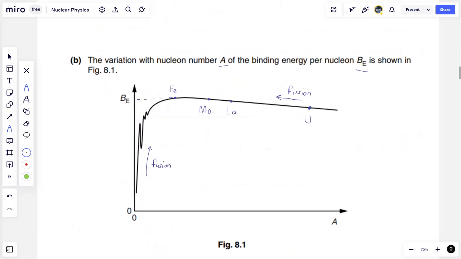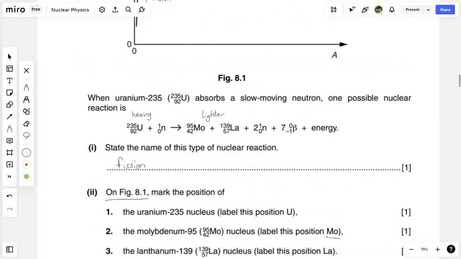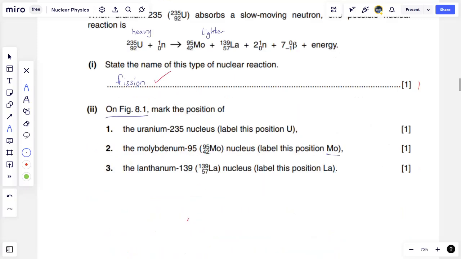The next part of the question gives us the graph of nucleon number against binding energy per nucleon BE. We are given this reaction involving uranium-235 splitting up into smaller nuclei, and we can see that since the big heavier nucleus splits into smaller nuclei, this is nuclear fission. Again, spelling is important. Do not mix fission and fusion. Those are 2 different words, different spellings and different meanings.